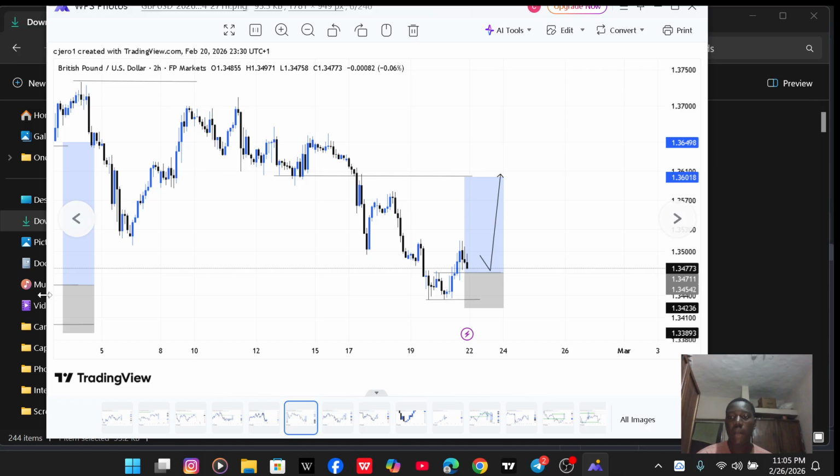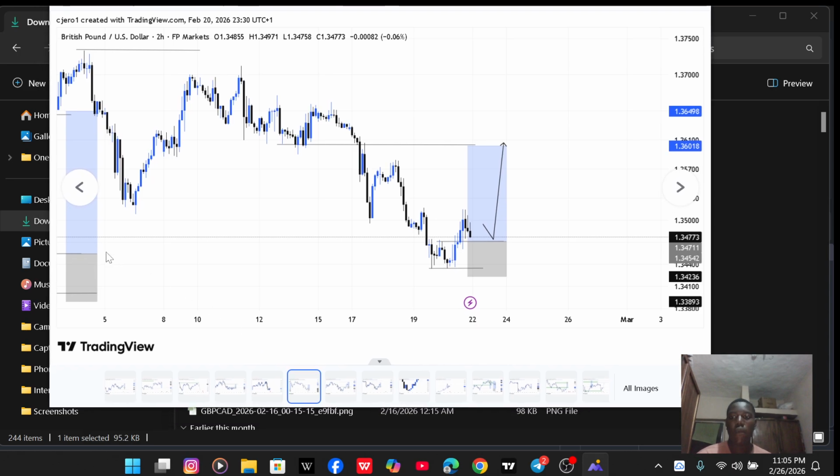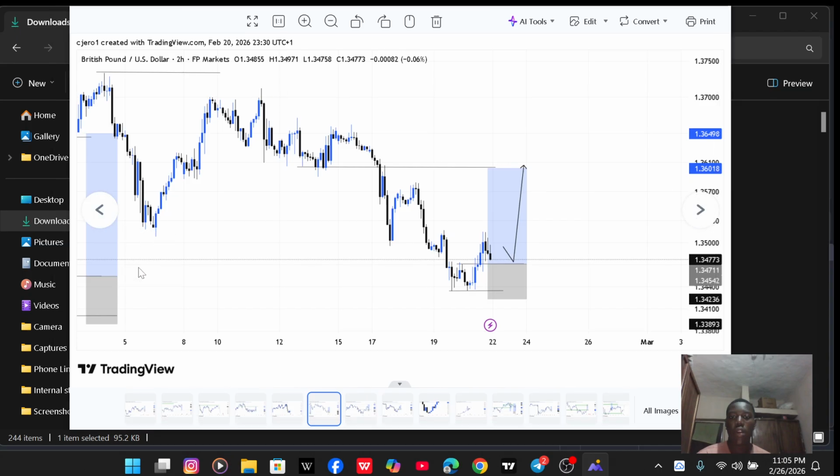So this was my main POI. The price tapped into my POI, so I found the confirmation entry which I entered, and I called it out on my Telegram. So that's it. Let me show you guys how the trade played.